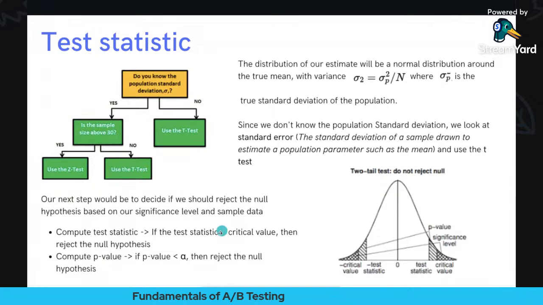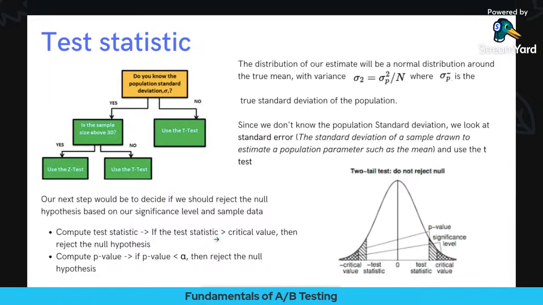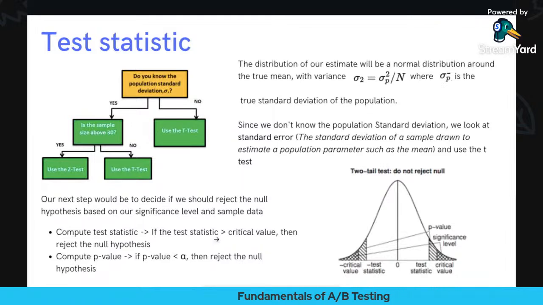So to compute the test statistic, which again is computed by the formula, if it's greater than the critical value, then we reject the null hypothesis. And if the p-value is less than alpha, which is 5%, then we reject the null hypothesis also.